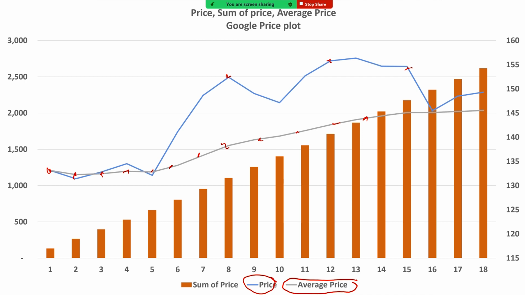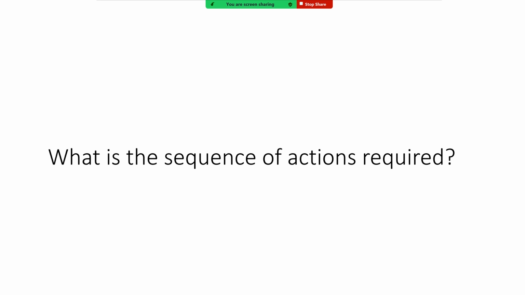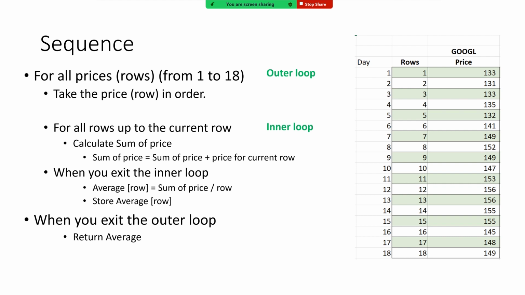Okay, so far so good. What would be the sequence of actions required to do this? So when I said there are two loops, this is what I meant. For all prices, or for all rows in this specific instance, which right now are from 1 to 18, what do we do? Take the price. So take the first price, 133. So let's take 133 here. And then calculate the sum of price. So when I run this the first time, I will take 133 and run these numbers for 133. And then when I come out, what will I do? I'll simply store it in my first row.